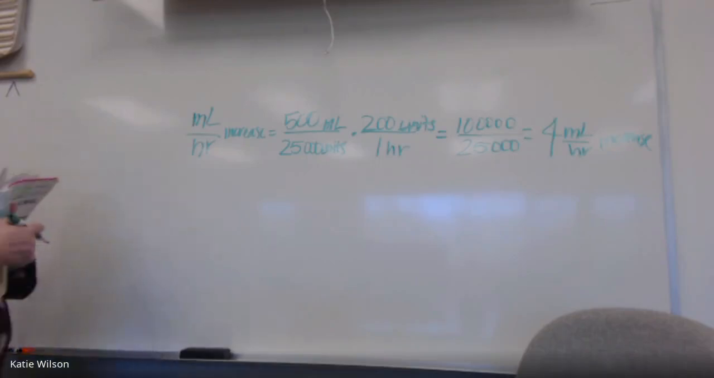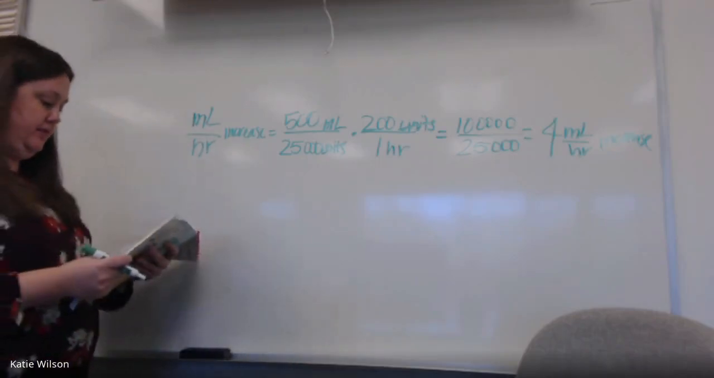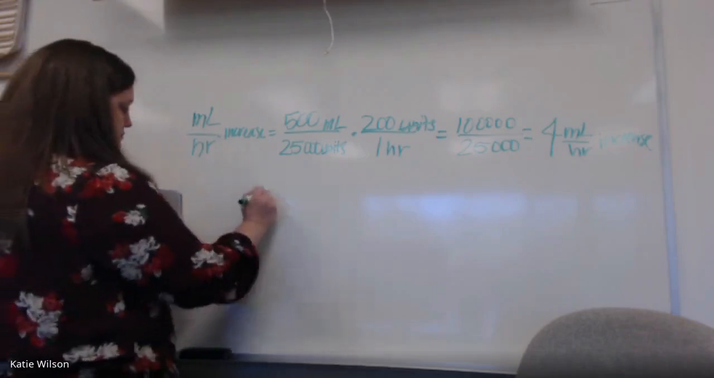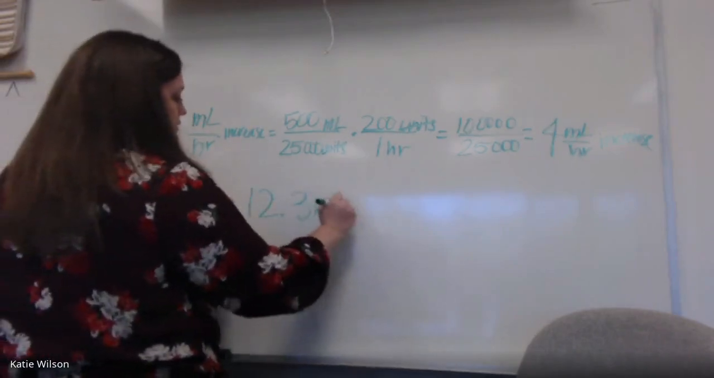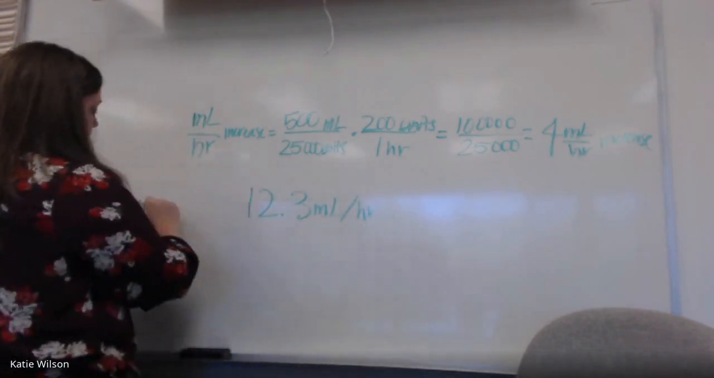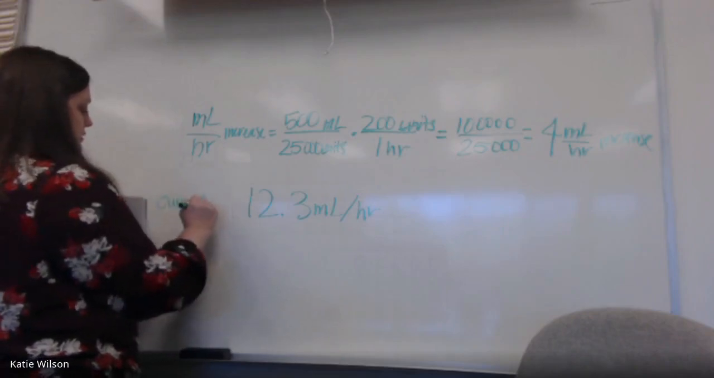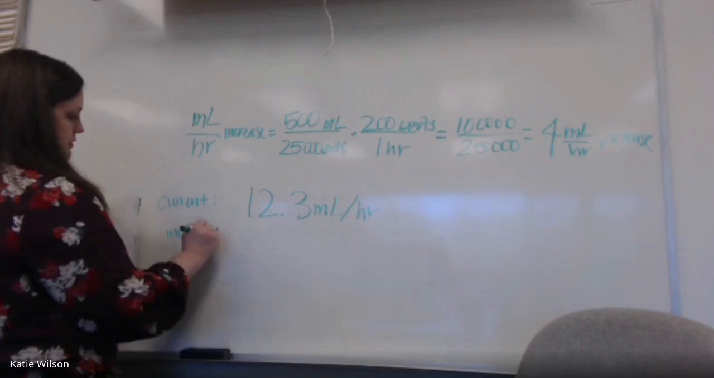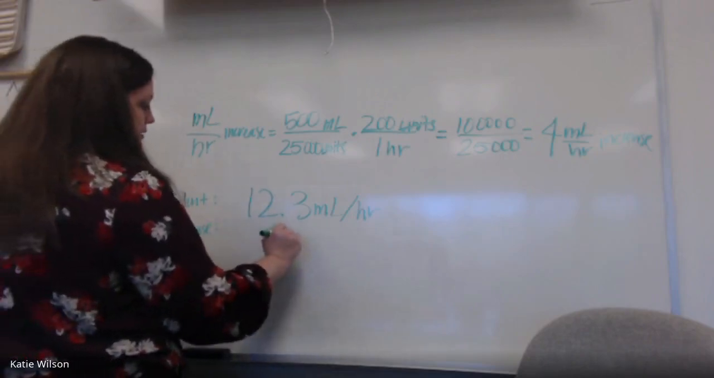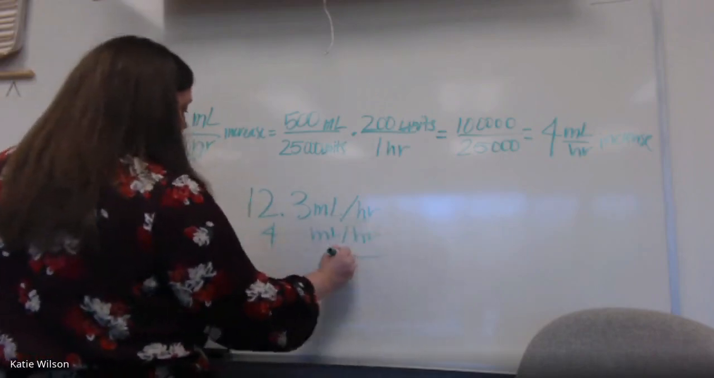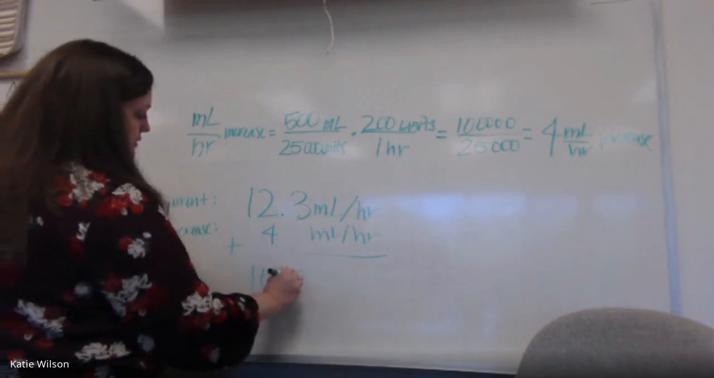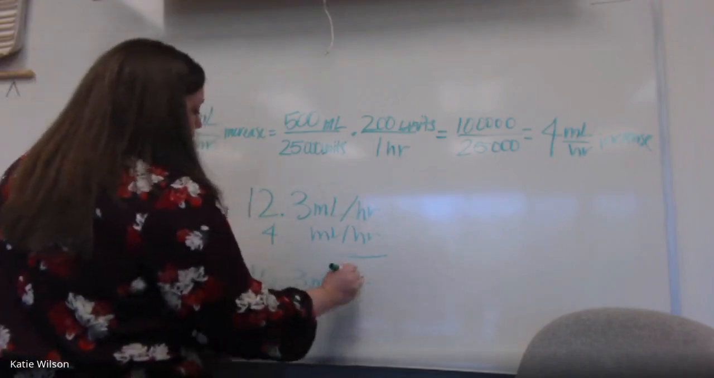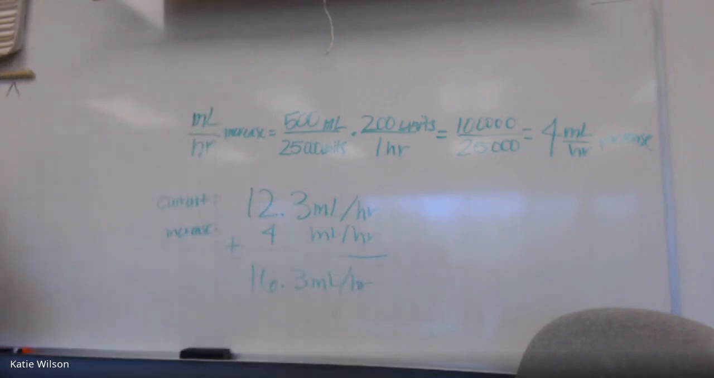What is our current flow rate in milliliters per hour? 12.3. Current. And then increase is 4. Add those together. And you would adjust the flow rate to be 16.3 milliliters per hour.